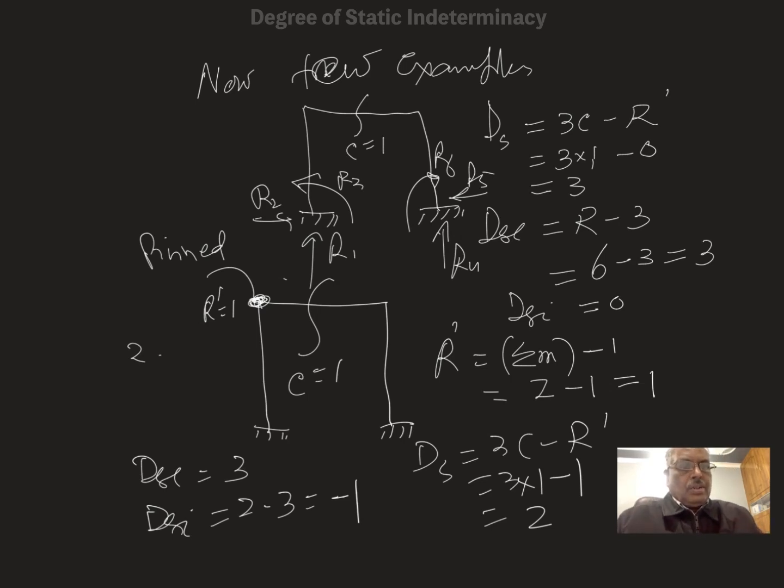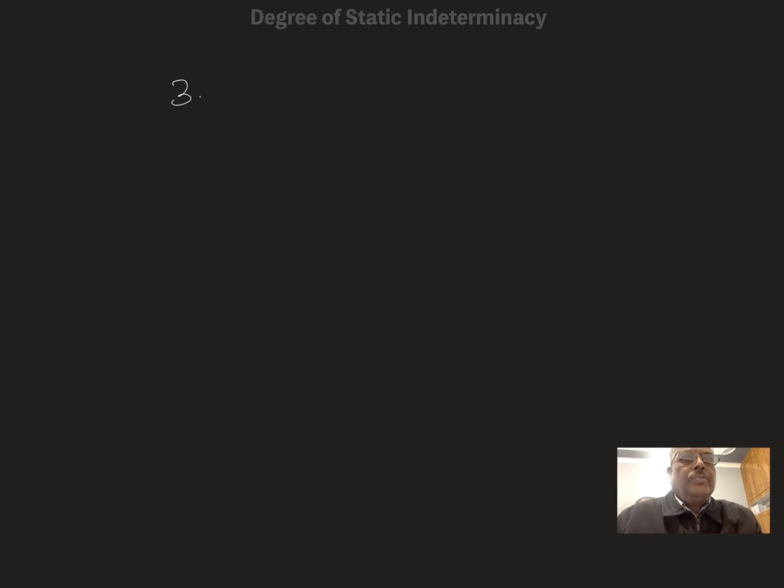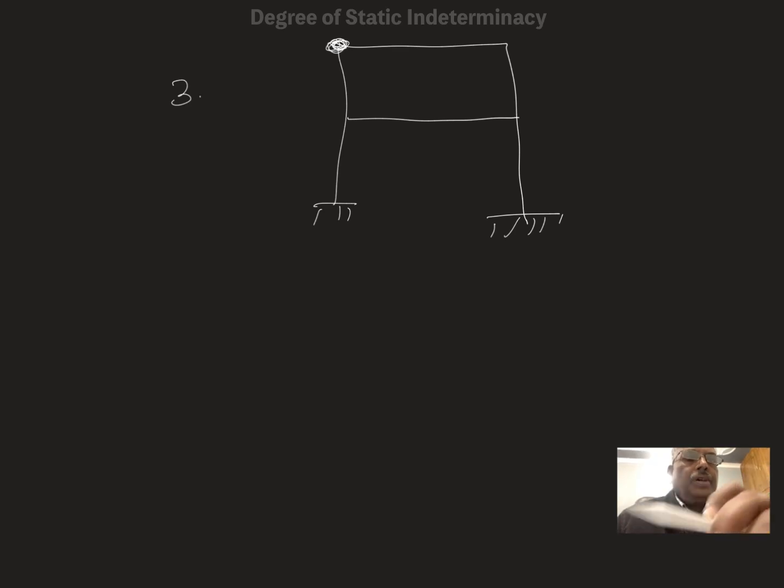In this way, different examples. Two-story frame: suppose there is a two-story frame, and this is the hinge here. So again R dash is equal to 1. Why? There are two members meeting here. Therefore I can cut it to make the structure. Here cut and here cut. So there are 2 cuts.